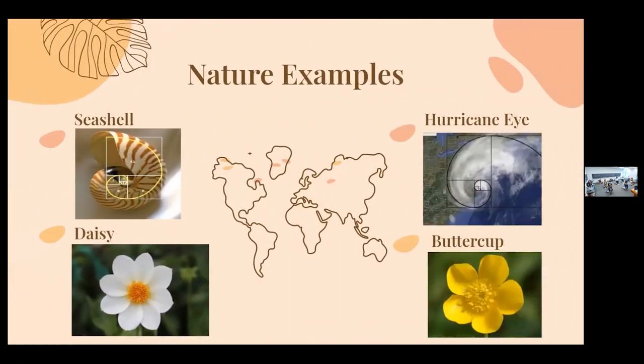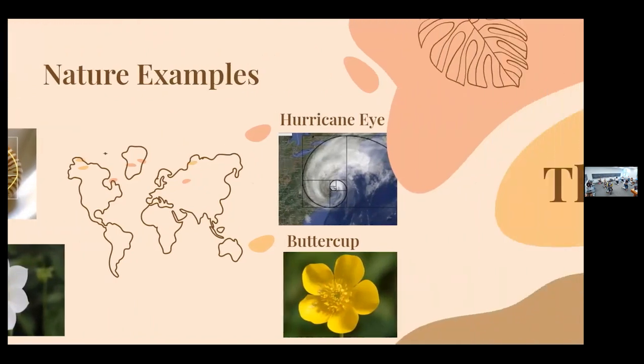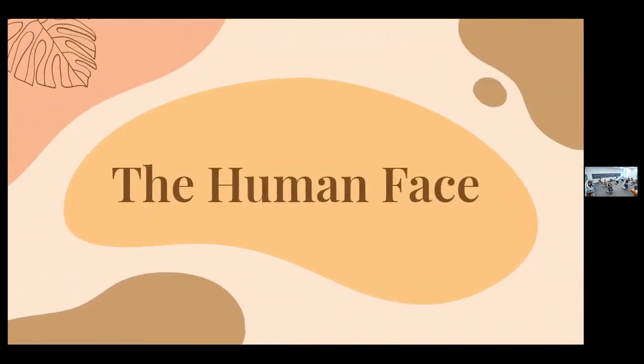In the top 2 examples, you'll see the golden spiral in the seashell and the hurricane eye, but the golden spiral also appears in flower seeds, which are in the center of the flower. And the Fibonacci numbers most of the time correlate with flower petals. So for example, the daisy has 8 petals and the buttercup has 5 petals. And also, no one really knows if the golden ratio in nature is accidental or intentional, because there's no history of when it was first recognized or deemed the golden ratio.